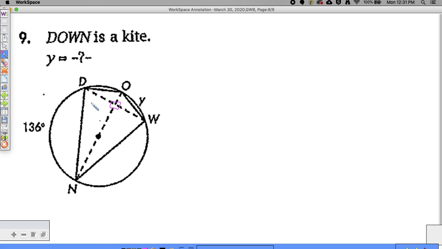Yeah, I know they only asked us for Y, but I'm going to go to town on this, because this is what I do. That OD is going to be 180 minus 136, which is 44. So this is going to be 44 degrees right here. And because this piece here is congruent to this piece here, then I can say that arc OY is also going to be 44, and his friend here is going to be 136.